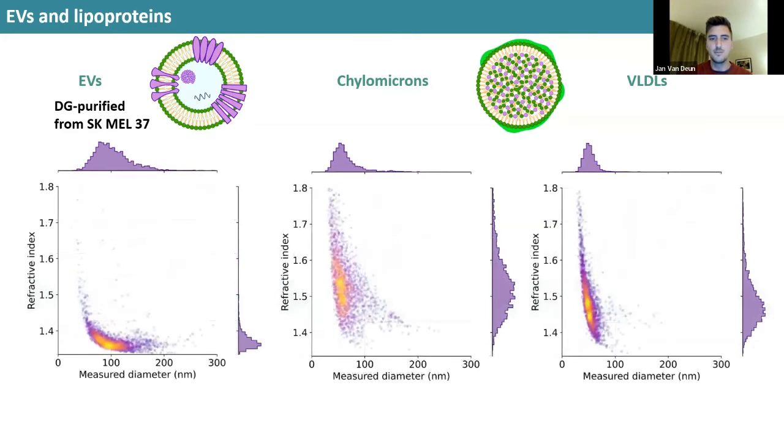But of course, you can transform this then from contrast to refractive index. So basically showing the same thing, that the size is overlapping, but then the refractive index shows a completely different pattern between EVs and then these lipoprotein particles.